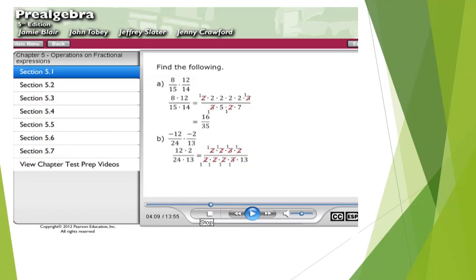We don't have any 5s in common, we don't have any 7s. So we just have what is left. Whatever is left, we just multiply. 2 times 2 times 2 times 2 is 16. 5 times 7 is 35. We've reduced that to its simplest form.